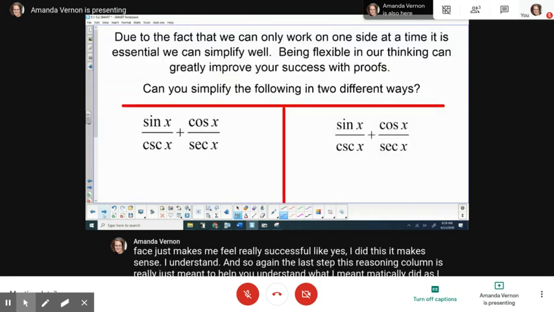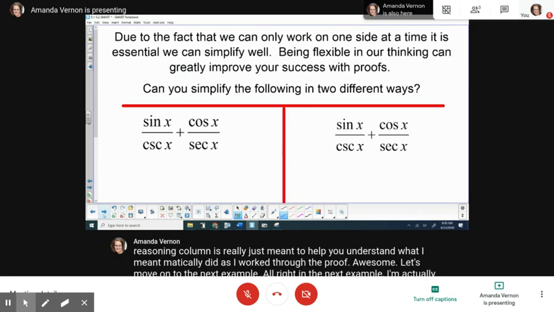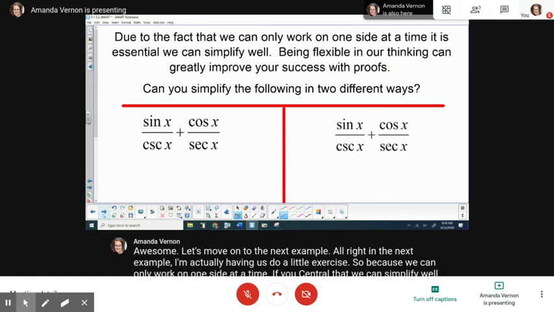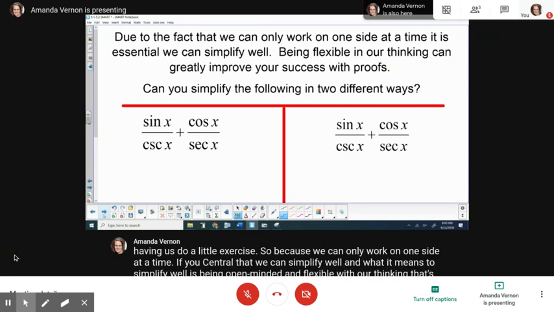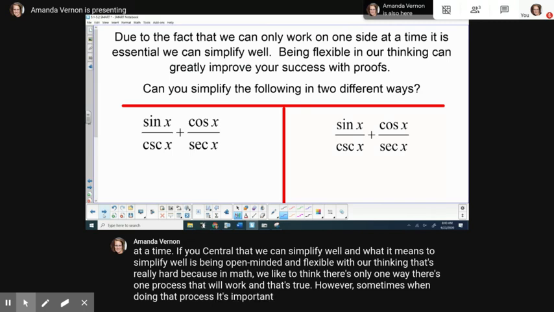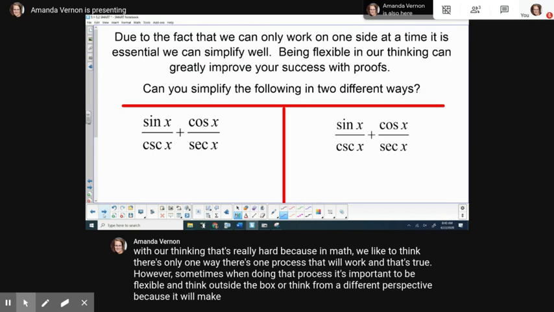All right, in the next example, I'm actually having us do a little exercise. Because we can only work on one side at a time, it's essential that we can simplify well. And what it means to simplify well is being open-minded and flexible with our thinking. That's really hard because in math, we like to think there's only one way, one process that will work. And that's true. However, sometimes when doing that process, it's important to be flexible and think outside the box or think from a different perspective because it will make doing the problem a little bit easier.